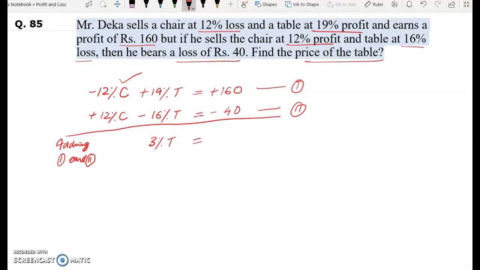And 160 plus 160 minus 40 will give us plus 120. So table will be how much? 120 divided by 3%. Now if we take it this side, 3% will be 100 divided by 3. 3 into 1, 3 4s are 12, 0. So price of the table will be how much? 3 zeros, 4,000 rupees. And this is our answer.